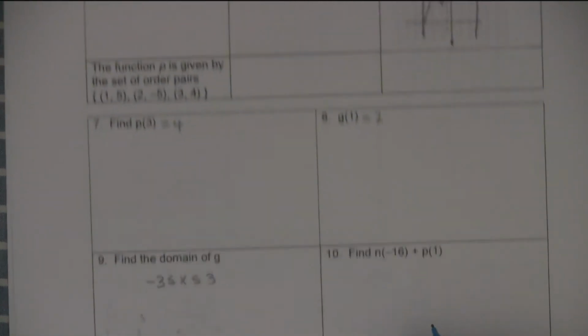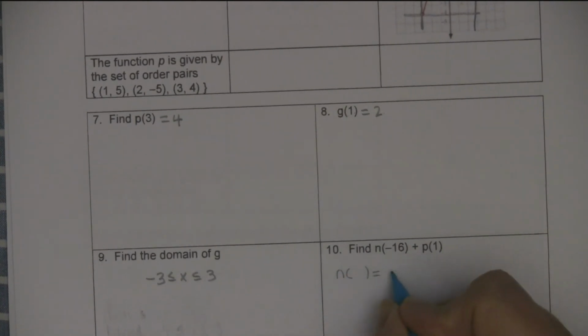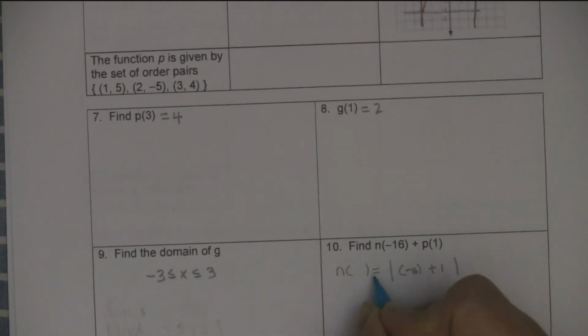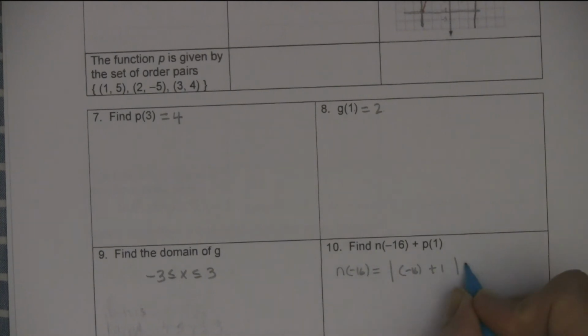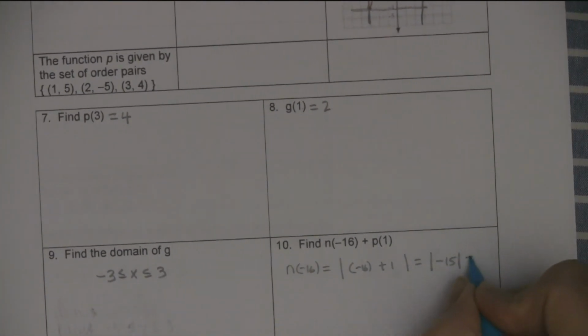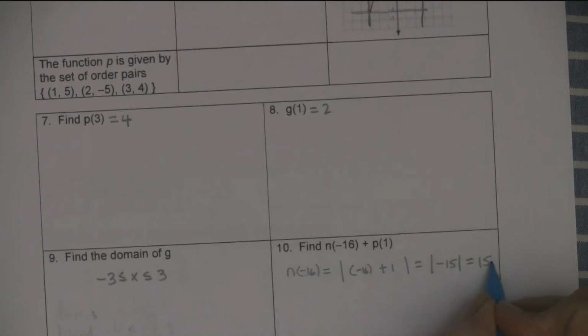This is asking me to do two things. N of the blank equals the absolute value of the blank plus 1. And that's the absolute value of -16 plus 1, so this is the absolute value of -15, which is 15.